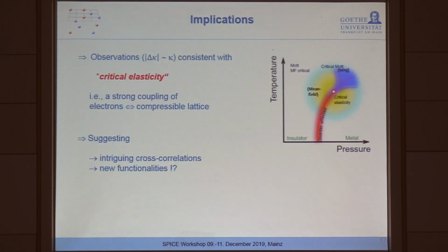So the observations which we made around the Mott critical endpoint are consistent with this concept of critical elasticity, that because of the strong coupling of the electrons to the compressible lattice, there are huge changes in the material's compressibility. The data suggests that there are really intriguing cross-correlations between electronic and lattice degrees of freedom in this regime of critical elasticity, and maybe we can find some new functionalities when these two objects are so closely interacting with each other.